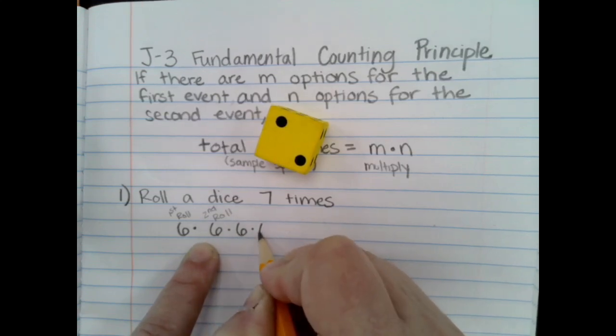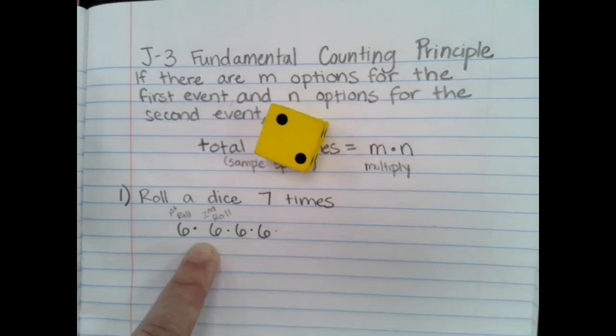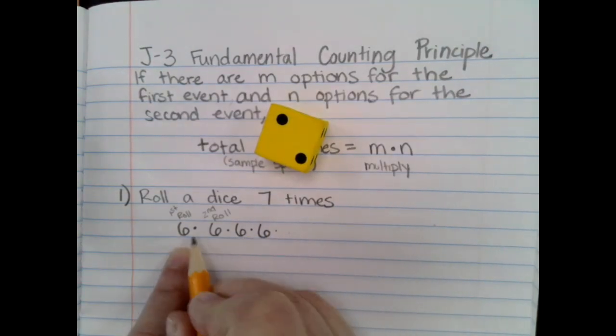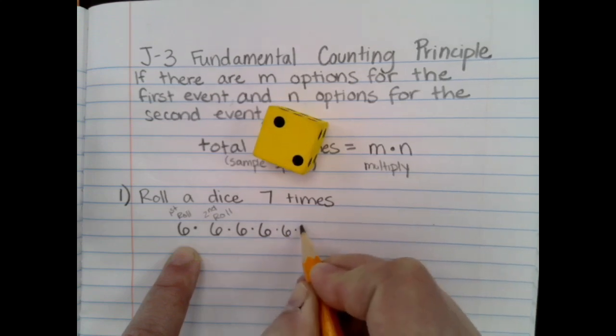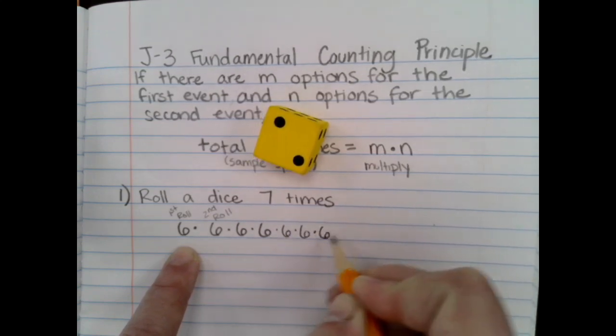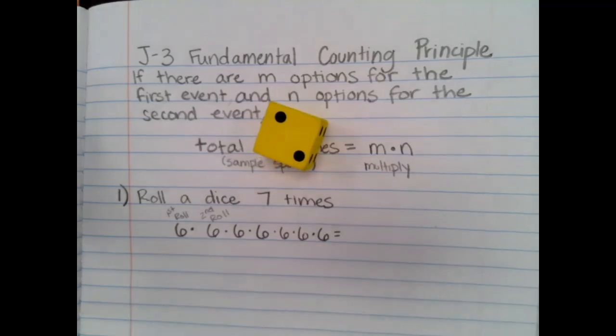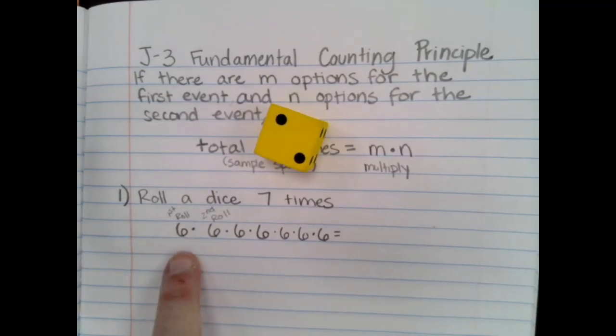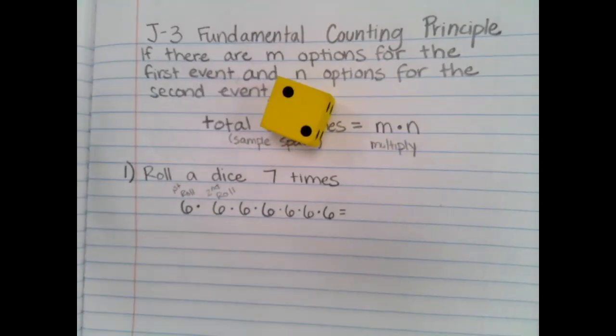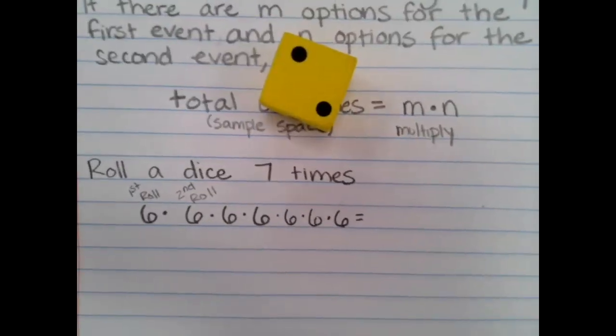And on the third roll? 6. Fourth roll? Yep. And we're doing that how many times? 7. 1, 2, 3, 4, 5, 6, and 7. So we have 7 times we're rolling that dice. Okay, if you wanted to write first roll, second roll, third roll, you can. I'm just going to stop at the second roll there.